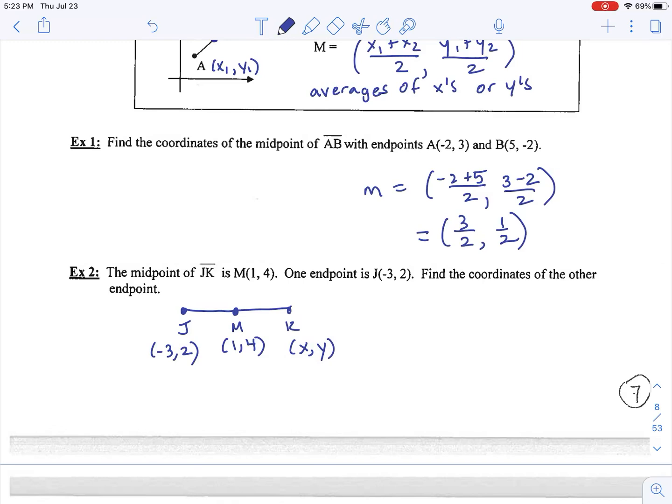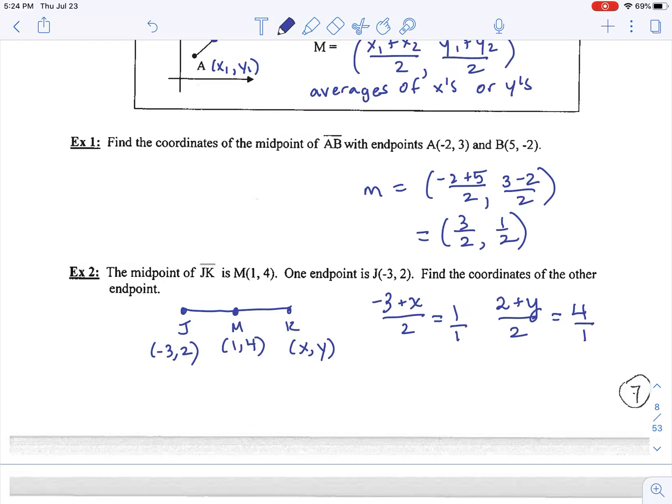So setting up a formula similar to what we have above, we know that the average of the x values of the endpoints, so (-3 plus x) divided by 2, should be equal to the x value of the midpoint. So we would set up two different formulas here. The other one would be the average of the y values for J and K, (2 plus y) divided by 2, is equal to the y value of the midpoint. So here, if you remember from algebra, we would cross multiply, which can be written as a fraction, 1/1 and 4/1.